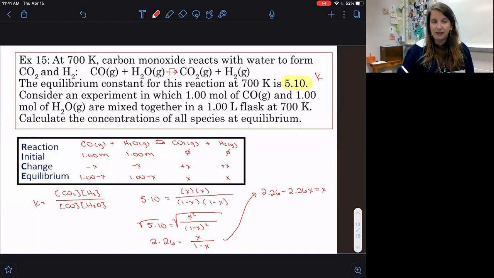So now I've got to get my X's on the same side of the reaction and make it positive. So I'm going to have 2.26 is equal to 3.26x. Because right now there's a 1 in front of the X on the right. So now I can divide both sides by 3.26. And that would be 0.693.